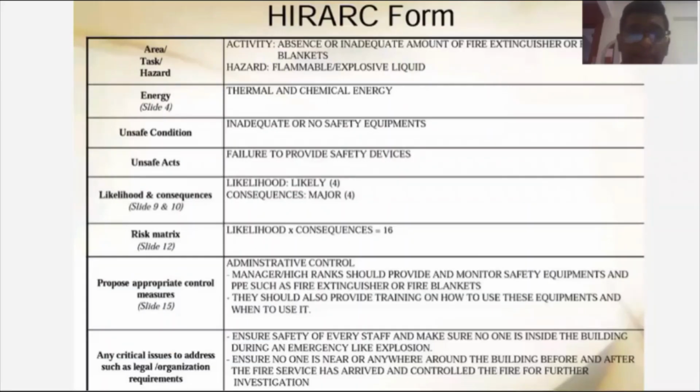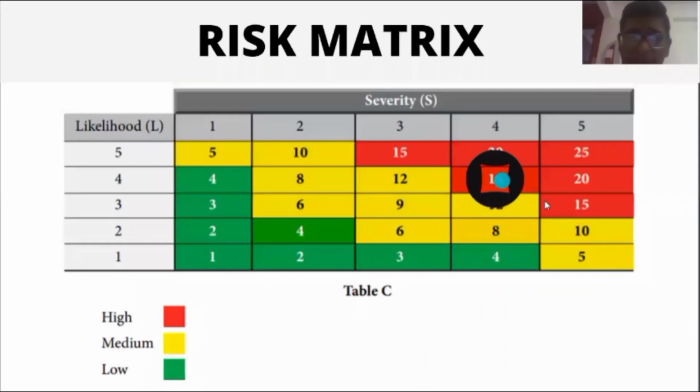And for today, last but not least, the second work activity would be inability to provide safety equipment such as fire extinguishers or fire blankets. The hazard would be flammable liquid stored. The unsafe condition is inadequate or absence of safety equipment, and the unsafe act would be failure to provide safety equipment. The likelihood for the hazard to occur is very likely, and the severity for not having fire extinguishers is major. The risk matrix would be 16, which is under red, classified as danger.